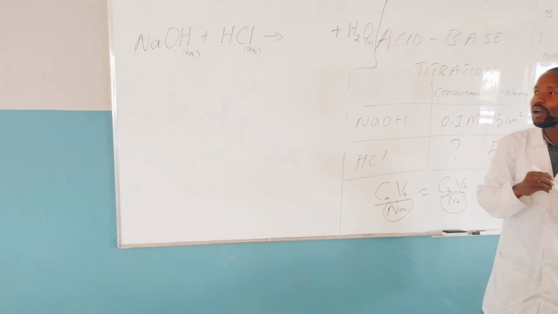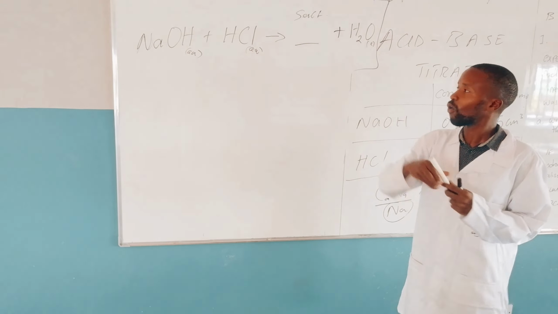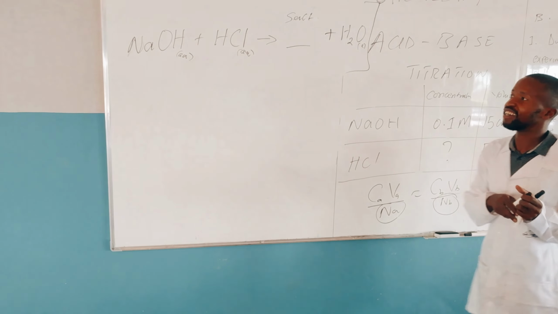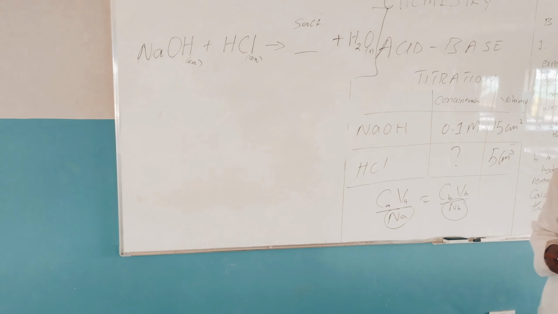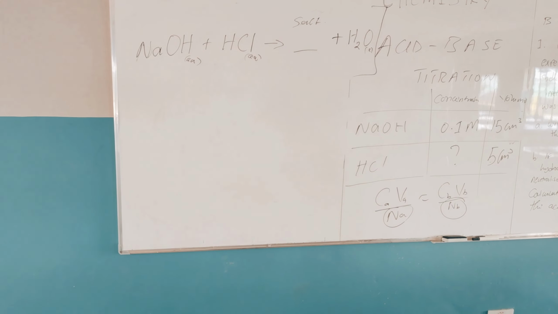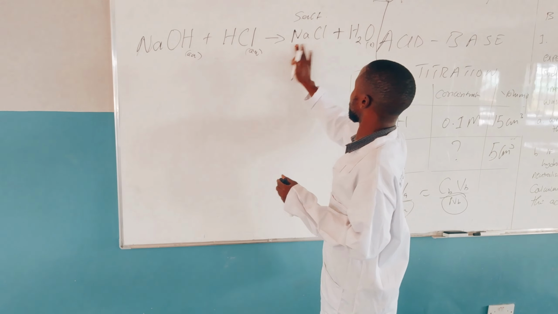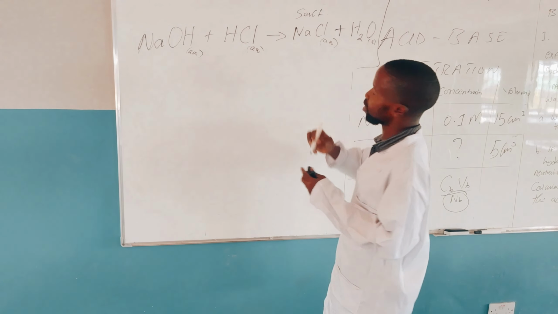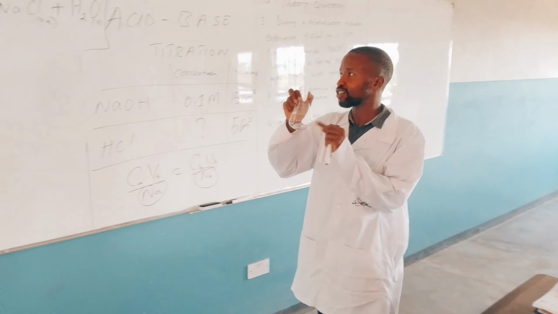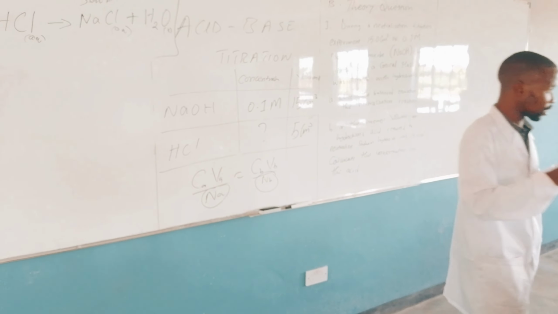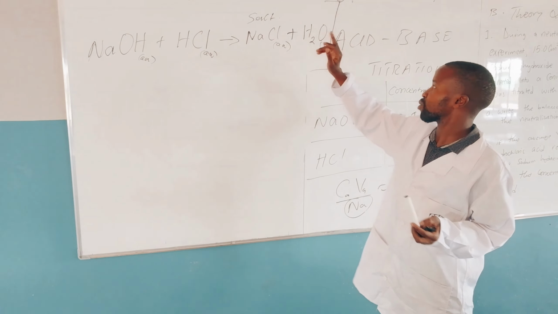Then what is remaining is salt. So what is the salt that is produced in this particular reaction? We have sodium hydroxide and HCl, giving sodium chloride, which is aqueous, because as we can see here, it's not solid. So it's aqueous. So we have our salt as well as water.